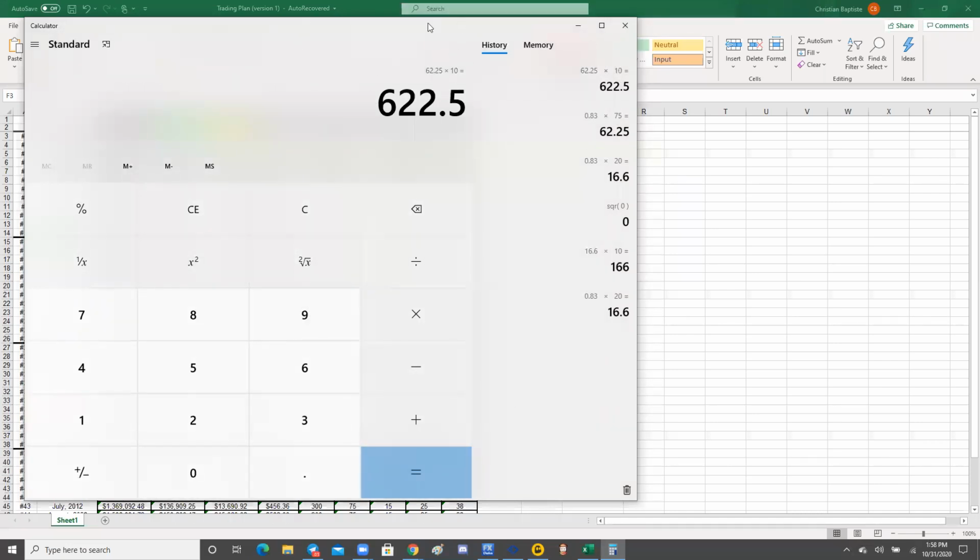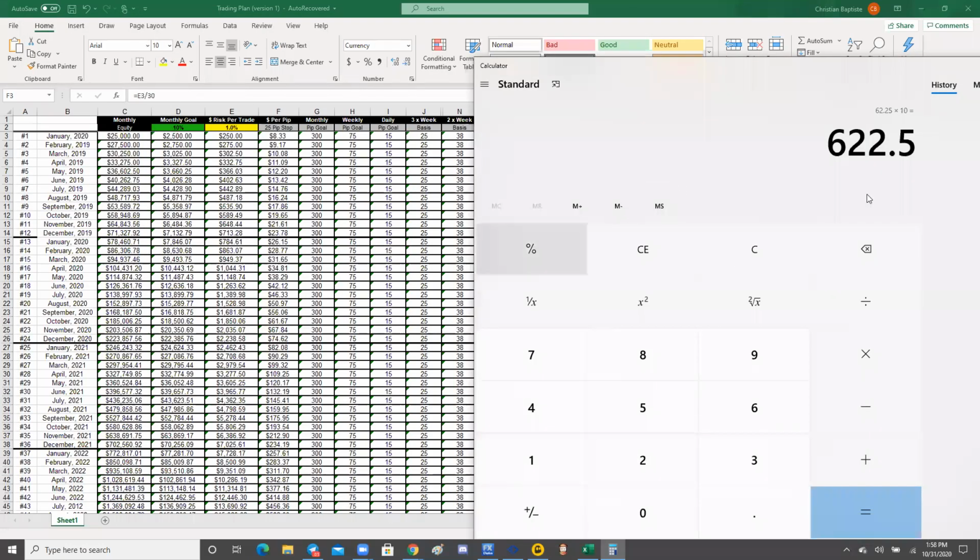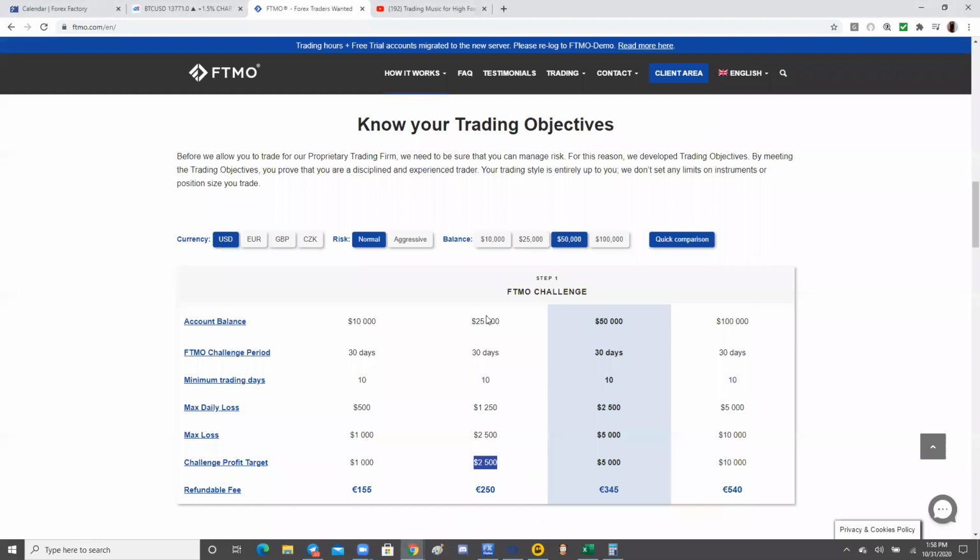So let's move this over here. Okay. So we're risking about $166 to make $600. It takes 4 trades for you to hit your profit target. Okay, it's gonna take you 4 trades. So if you buy the $25,000 account, all it takes is 4 trades to hit the $2,500 mark.